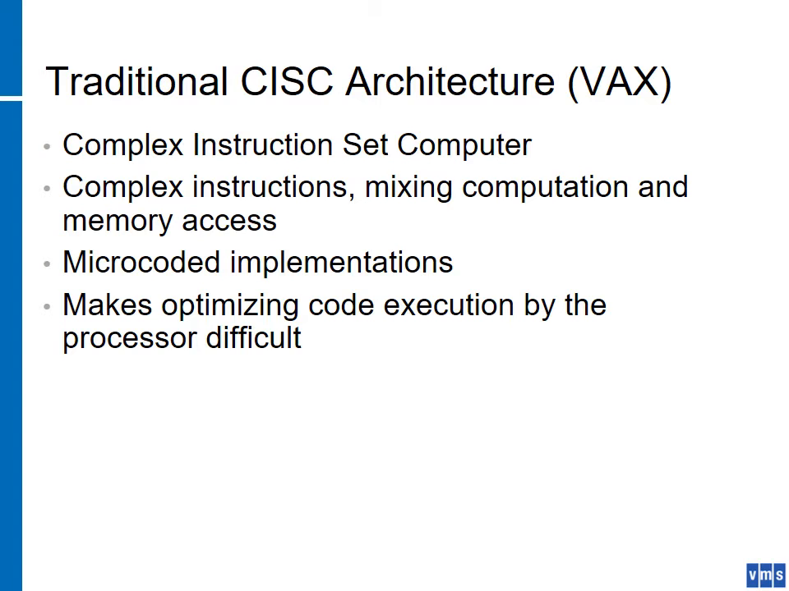Because of this complexity, most of these chips, apart from the very simple ones, tend to be microcoded, which basically means that the processor itself runs through a program that fetches instructions, decodes them, and then executes them. This step-by-step microcoded implementation makes optimizing code execution by the processor itself difficult. So typically one of these CISC processors will not do a lot of things like reordering instructions or execute multiple instructions in parallel.